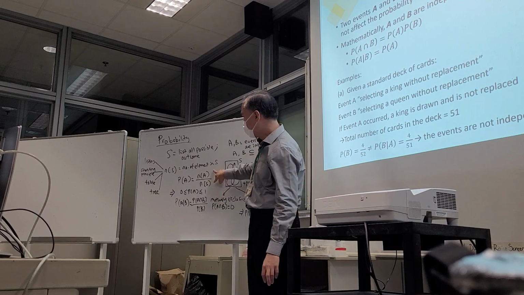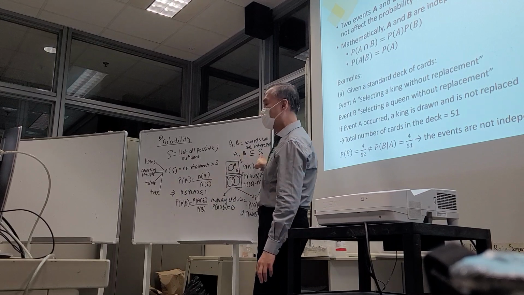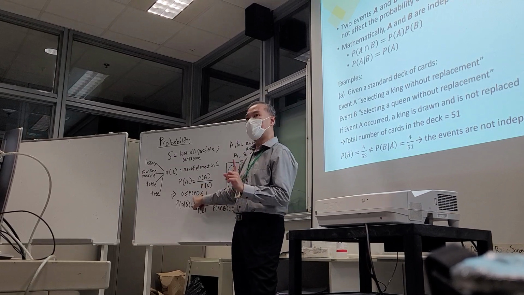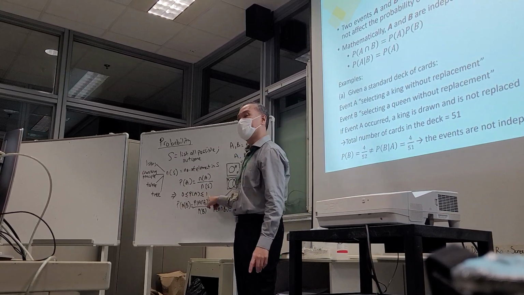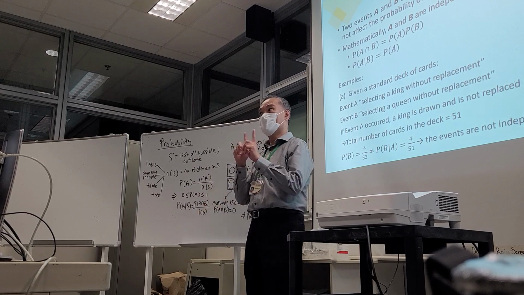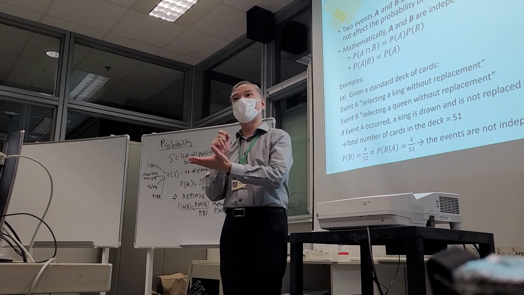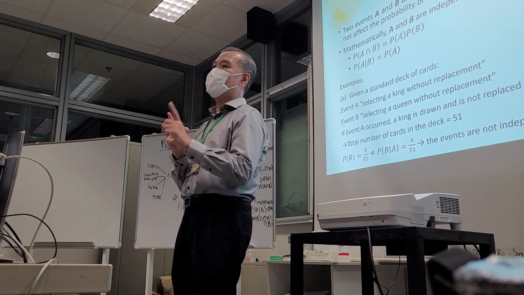Because of that, and I know A is a subset of S, I know the probability must always be between 0 and 1. Got it? This is a very important concept you need to know. Once you calculate a value of probability, it must be between 0 and 1.